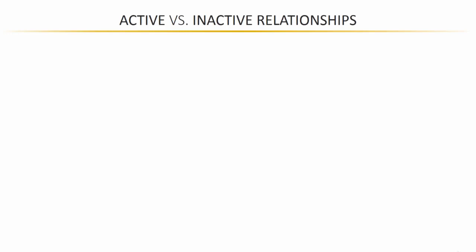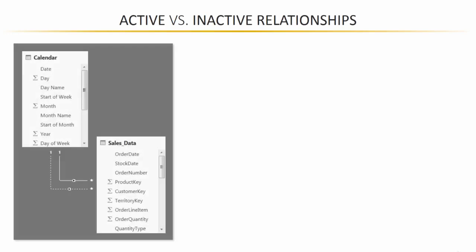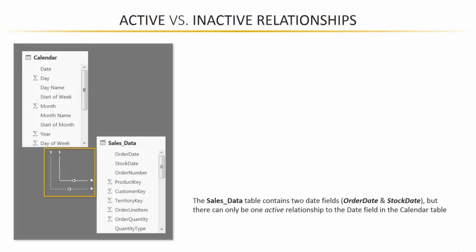There are two types of table relationships in Power BI Desktop, active and inactive. Consider a case like this. Our sales data contains two date fields, an order date and a stock date. And while you can connect both of them to the date field in the calendar lookup table, only one can be active at a time.